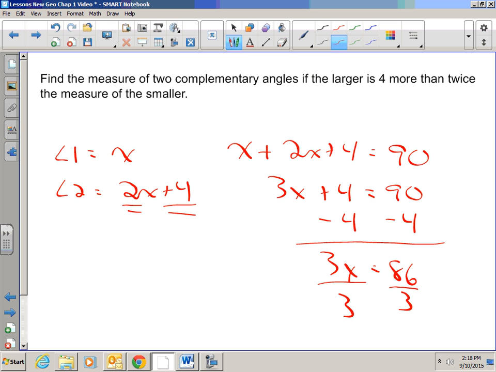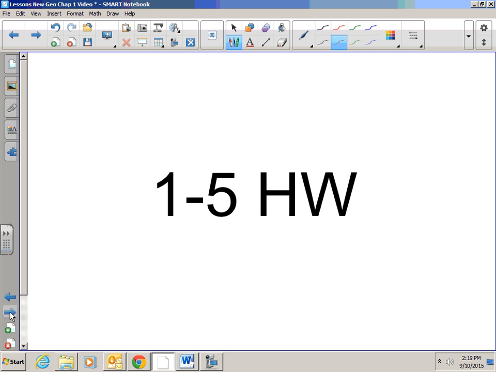Okay, and I get yuck. I get x is equal to 28 and 2/3. Okay, so if x is 28 and 2/3, I don't even want to know, I can tell you what the other one is. The second angle, so the first angle is 28 and 2/3, and the second one is going to be 61 and 1/3. And there are my two angles. I think that's it. We'll see you soon.